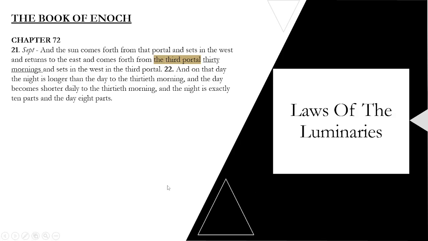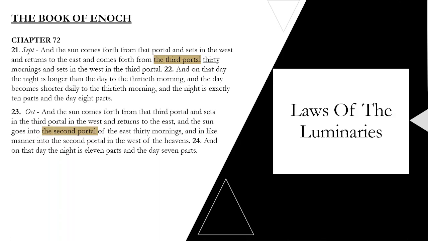Now we're in the month of September. And the sun comes forth from that portal, and it sets in the west and returns to the east, and comes forth from the third portal, 30 mornings, and sets in the west in the third portal. And on that day the night is longer than the day to the 30th morning, and the day becomes shorter daily to the 30th morning, and the night is exactly 10 parts, and the day 8 parts.